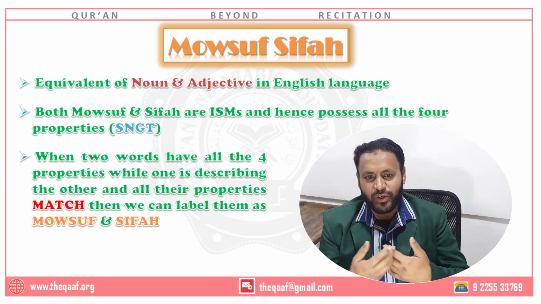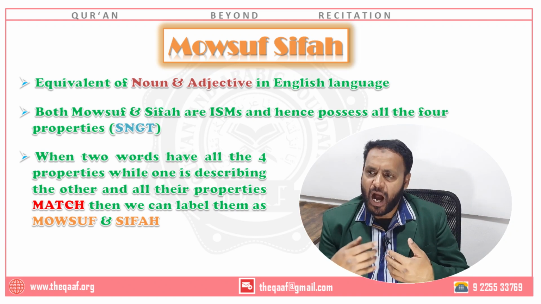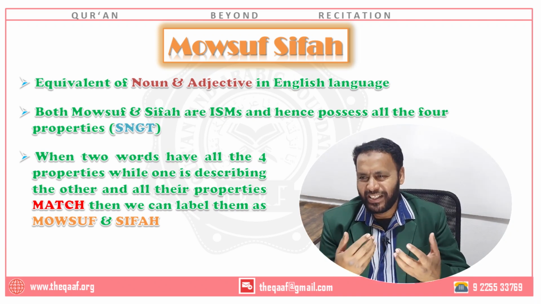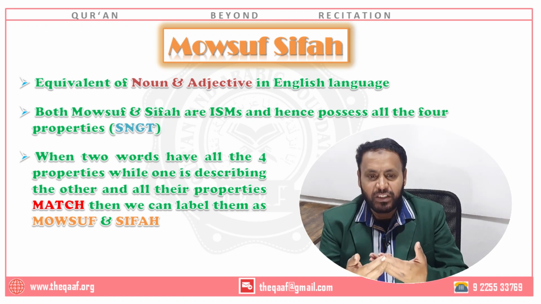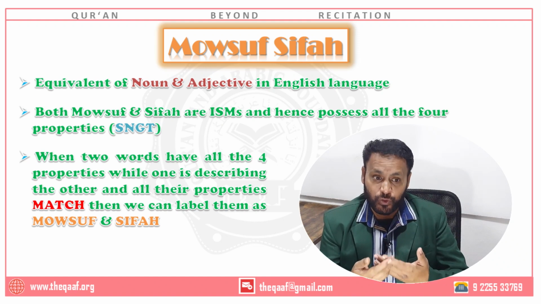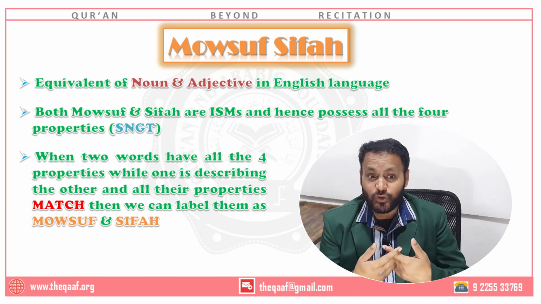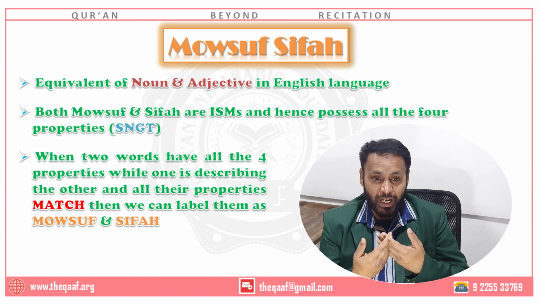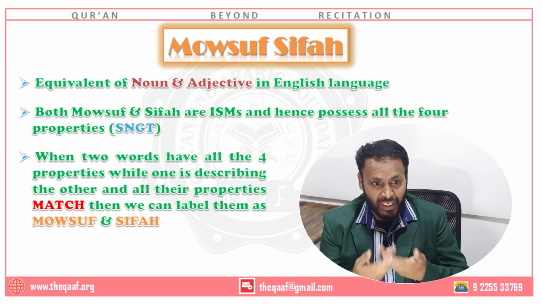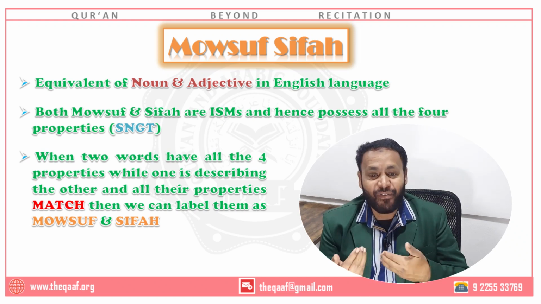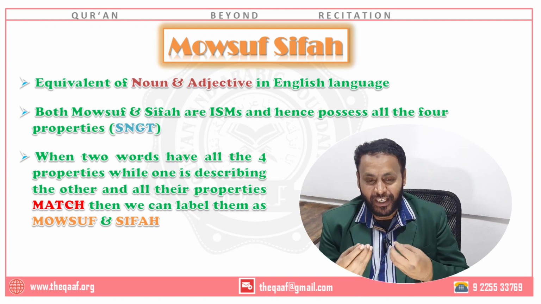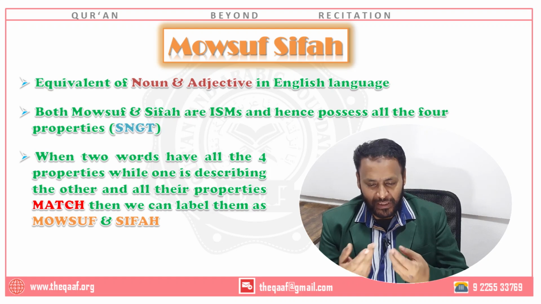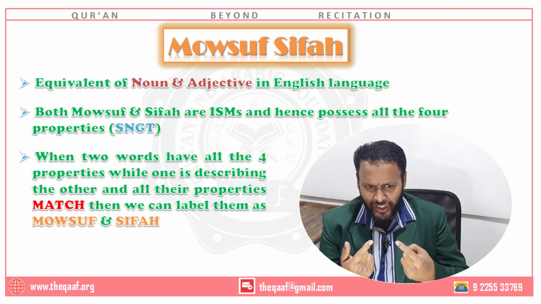And that's what we are going to study in the Arabic language. How do I, as a student of Arabic, realize that these two words are in the relationship of Mawsuf Sifa? Because we know that two words could be mudaf mudaf ilayh, two words could be harf of jar and victim, two words could be harf of nasb and victim. So they could be in any form of relationship. What we are studying in this course is the technique, the skill to figure out whether these two words are in any relationship.